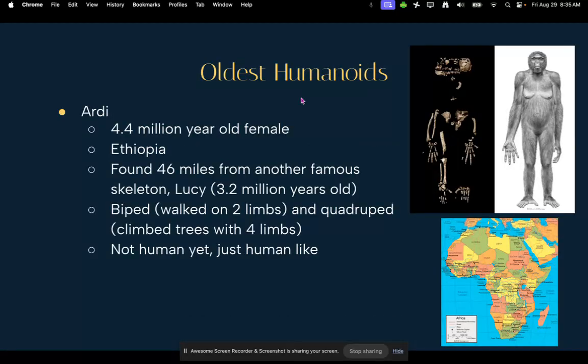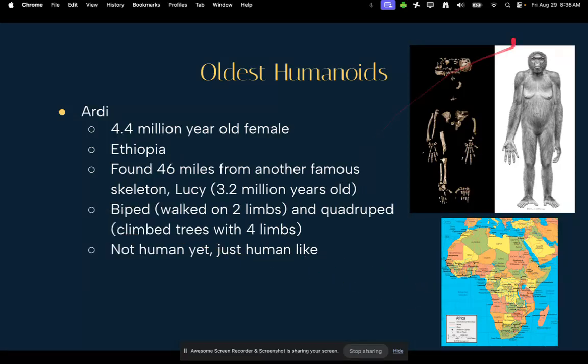All right, so let's talk about the very, very early humans. One of the oldest pre-human remains found is named Artie. Artie is about a 4.4 million-year-old female. She was found in Ethiopia, which is right over here. It was found about 46 miles from another very famous skeleton named Lucy, who was about 3.2 million years old.